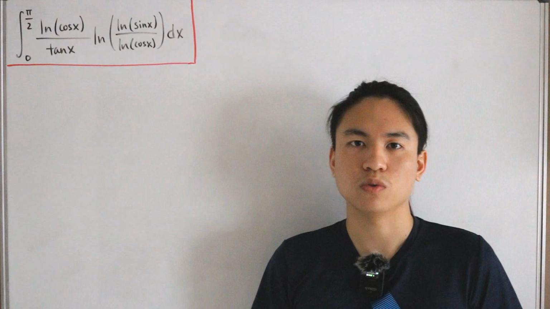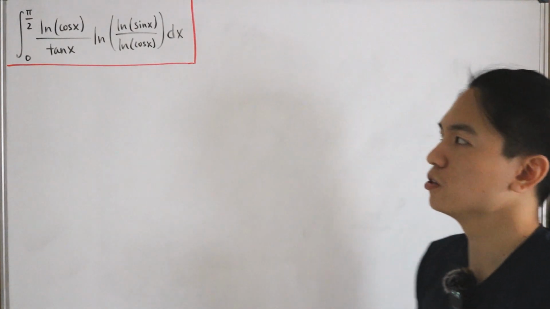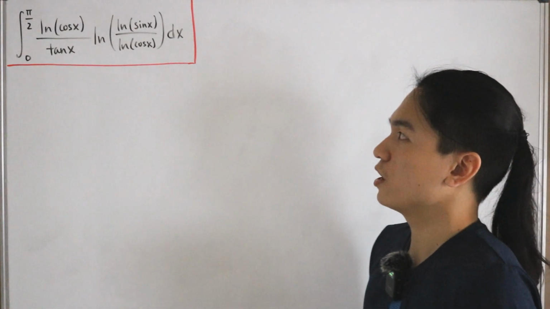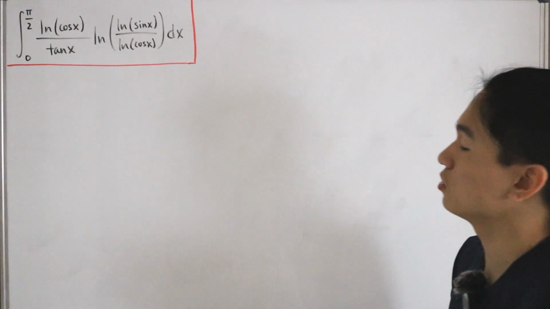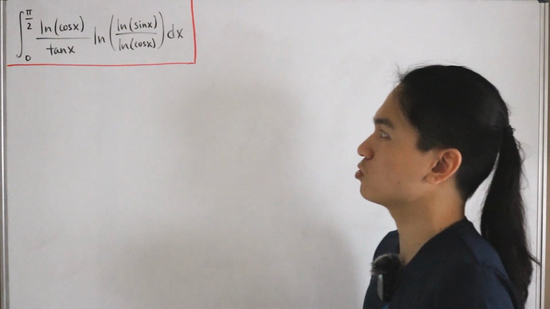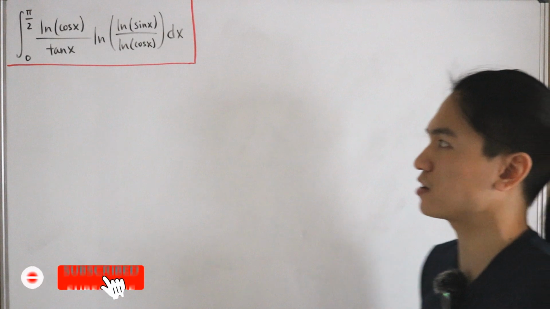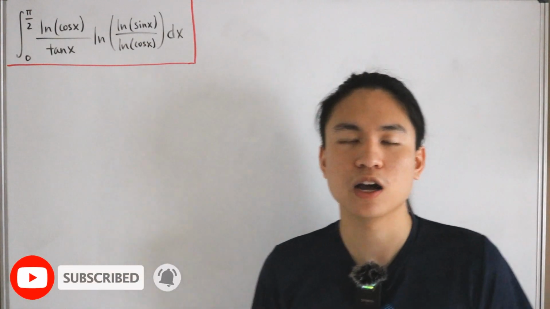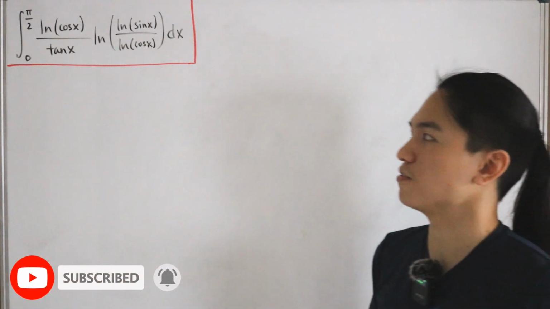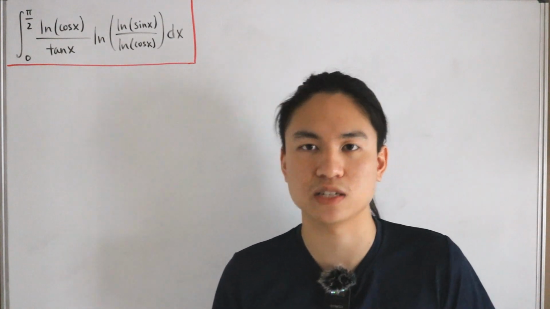Okay, so welcome back to another video. Today we have a trigonometric integral, and it consists of a bunch of natural logs and cosine, sine, and tangent. So we have natural log of cosine of x divided by tangent of x, multiplied by the natural log of sine of x divided by natural log of cosine of x, dx.